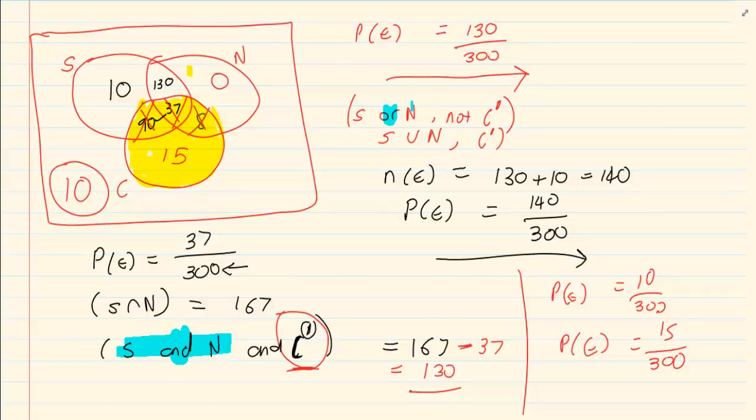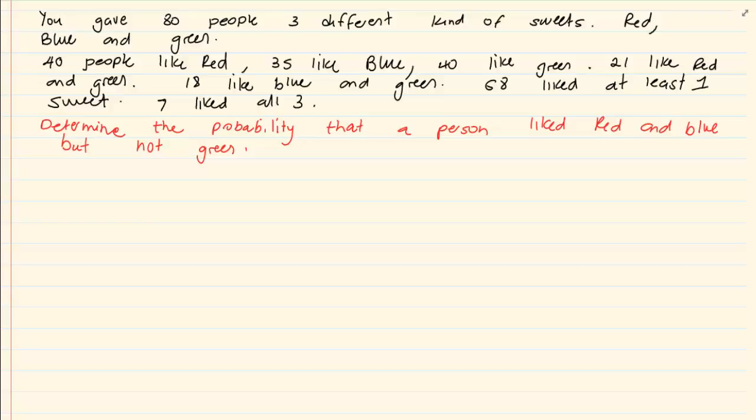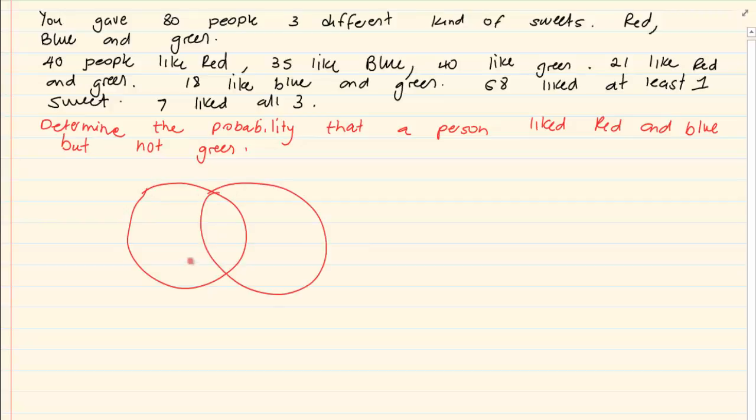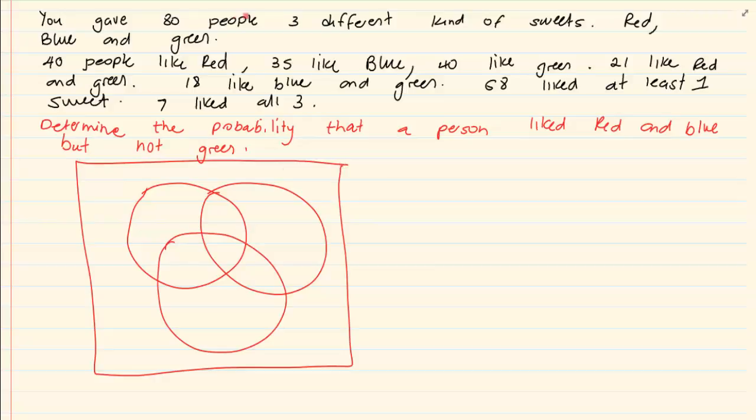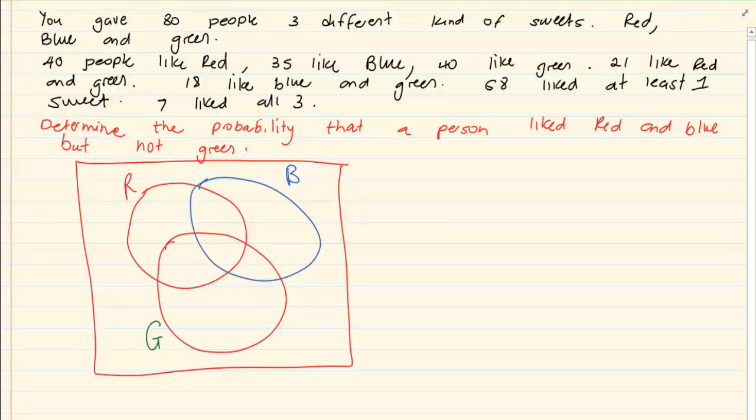Okay, let us look at one more example. This one here is also a 3 circle, but let's see why it is different. You gave 80 people 3 different kinds of sweets. Already we know, hey, I've got 3 circles. Got 1 circle, I've got 2 circles, and I've got 3 circles. Okay, so you gave 80 people 3 different kinds of sweet. Red, blue, and green. Right, 40 people like red, 35 liked blue, 40 liked green, 21 liked red and green, 18 liked blue and green, 68 liked at least one sweet, 7 liked them all.